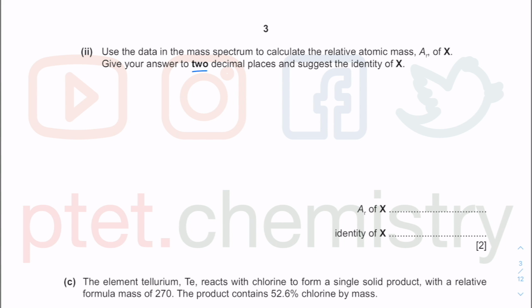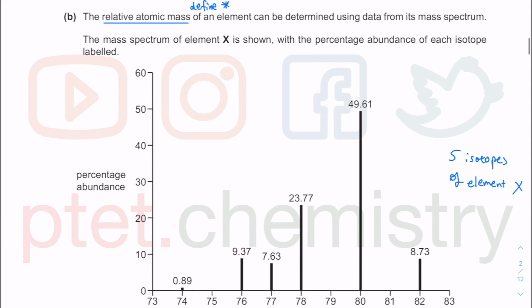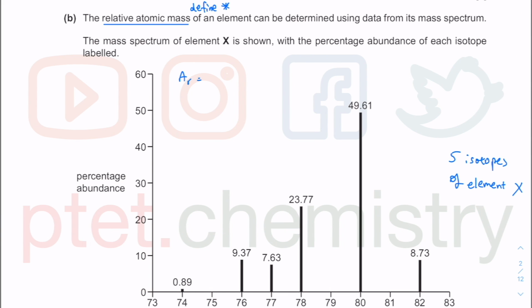You're going to give your final answer to 2 decimal places and suggest the identity of X. Suggesting that you have to refer to the periodic table for the relative atomic mass value that you're going to calculate. So let's have a look at our table. I'll probably set up my formula here and then just copy paste it onto the next page.